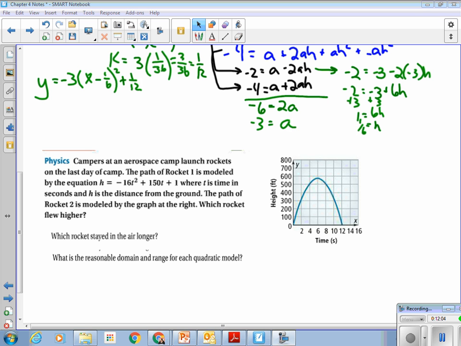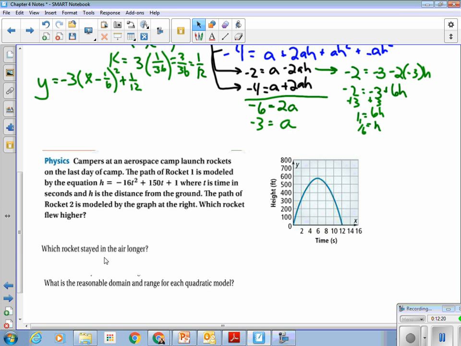Which rocket flew higher? So we either have this rocket here, rocket 2, or we have rocket 1 with this equation. If we want to see which rocket flew higher, you can see that this max happened at about 575. Very top, it's about 575 feet tall. And I just need to find the max of this function and compare the two.